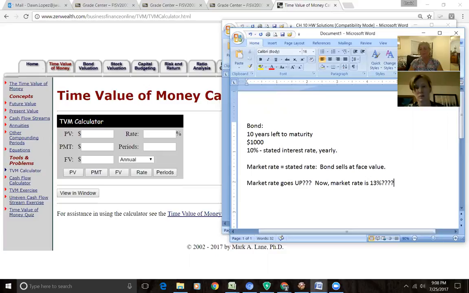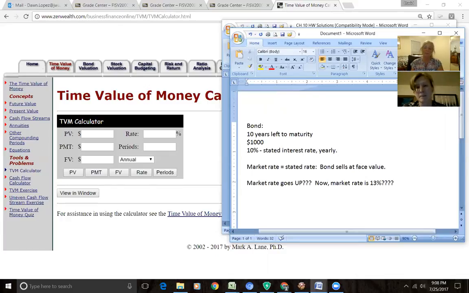Now think about this for a second. You're holding a bond. You're the one that has invested money, or loaned money, to Disney. And Disney has agreed to pay you 10% for the next 10 years. But now here you are, and you're thinking, well, I really need my $1,000 back more than I need this interest from Disney. So I can't hang on to it. I want to sell it.